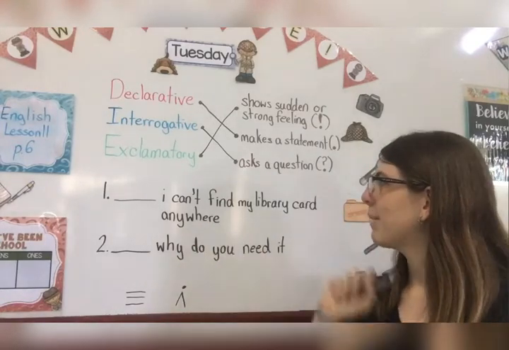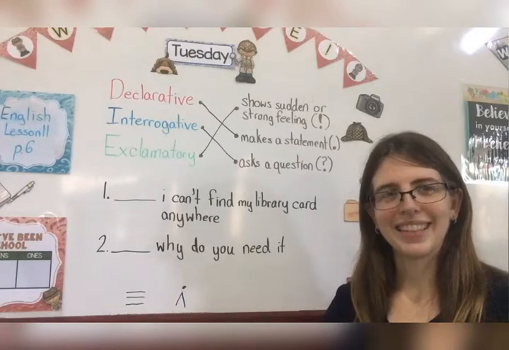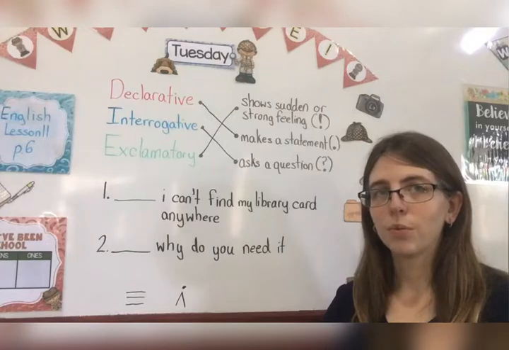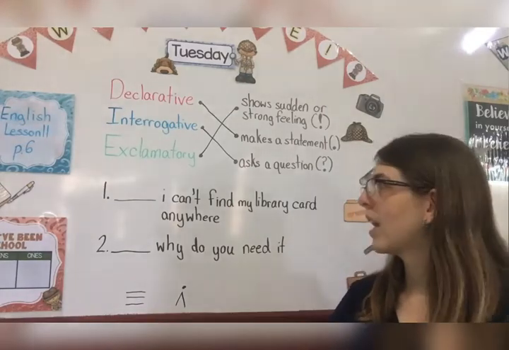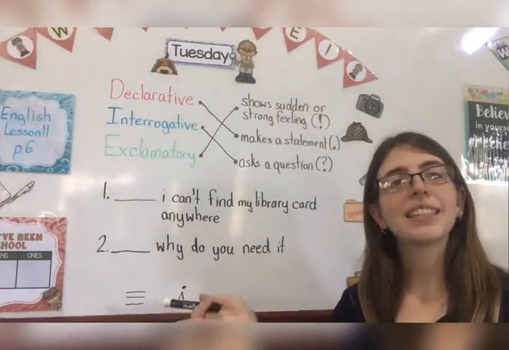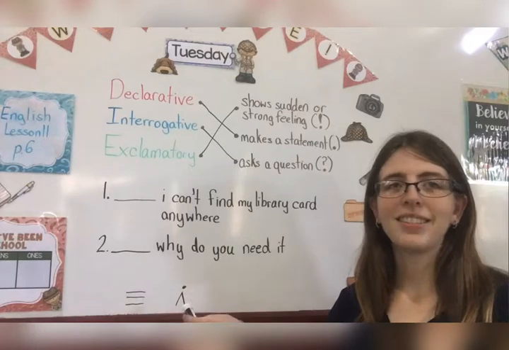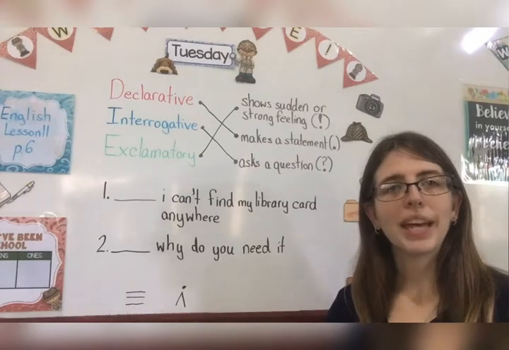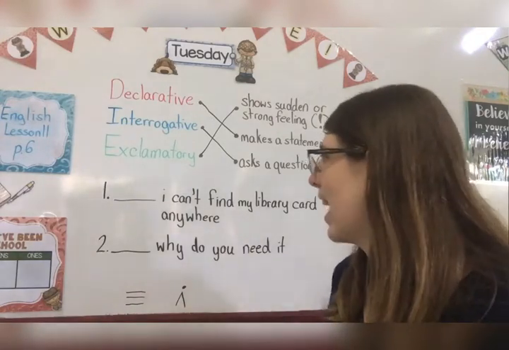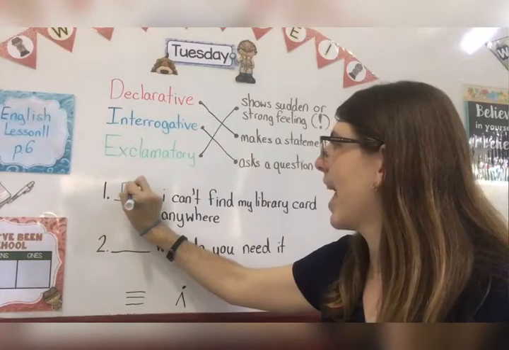I can't find my library card anywhere. What kind of sentence do you think this is? You could pick 2. Depends on how you're feeling. If you are really upset that you can't find it, you would pick exclamatory because it's showing strong feeling. But if you're just saying you can't find it, you would pick declarative. That's what I'm going to pick, declarative, because I'm just making a statement. I can't find my library card anywhere.